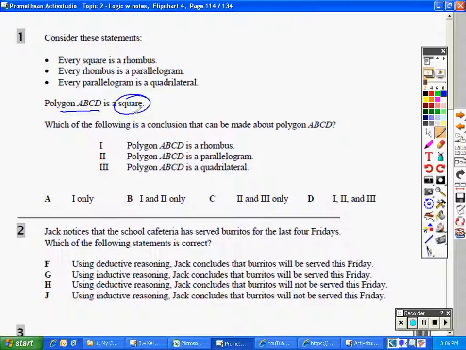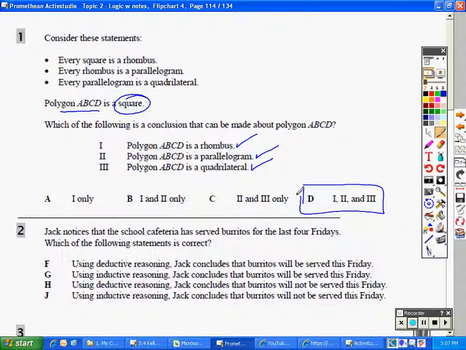So we know that ABCD is a square, and based on this first statement, that makes it a rhombus. So we do know that ABCD is a rhombus. Okay, we know that all rhombuses are parallelograms. So since it's a rhombus, we know that it also has to be a parallelogram. We also know that all parallelograms are quadrilaterals. And we just said it was a parallelogram, which means it's also a quadrilateral. So actually, this means that 1, 2, and 3 are all true statements.